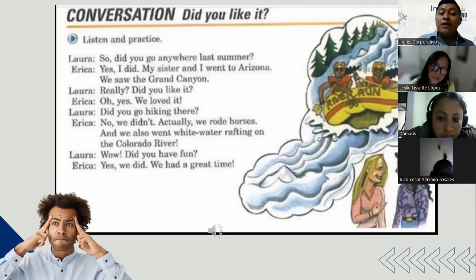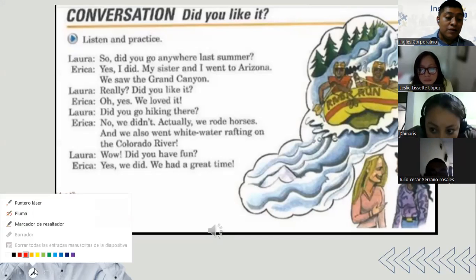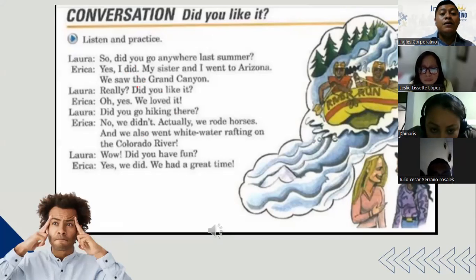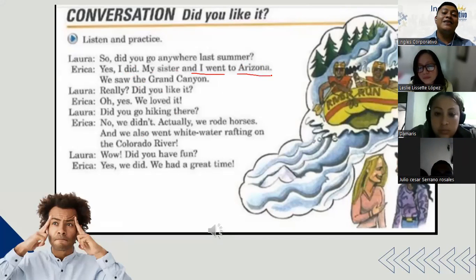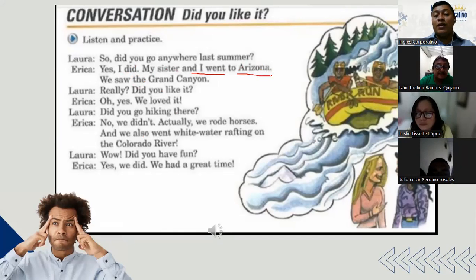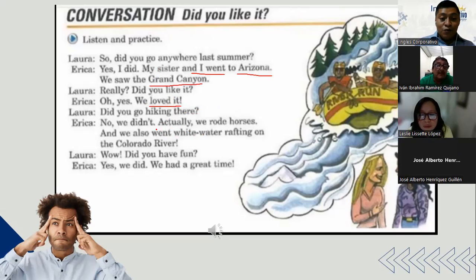Excellent. That was almost perfect job. Thank you. Just in this verb, can you help me to pronounce this one, please? Let's see. Here. How do you pronounce this part? And when. Okay, my sister and I went to. How do you pronounce this in English? Arizona. Okay. How do you pronounce this? Grand Canyon. I like it when he pronounced this part. We loved it. Okay, thank you. What about this word? Actually.